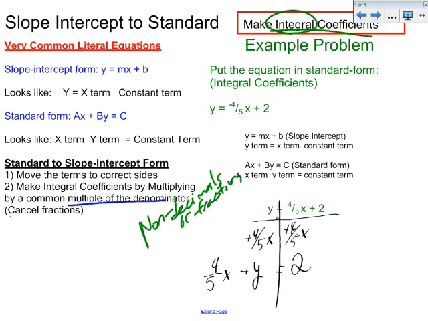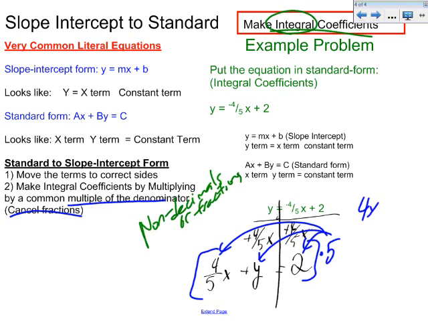So we have to multiply the whole thing by the common multiple of the bottom. So in this case, the number that the fractions go into would be 5. So you multiply each term times 5, or 5 over 1. So the first term, the 5 will cancel out, and you're left with 4x. The next term we just do 5 times y is 5y. And then the last term is 5 times 2 is 10.